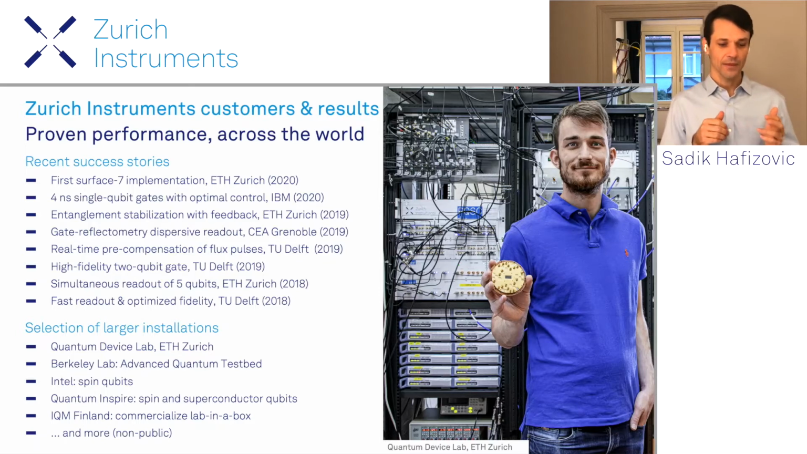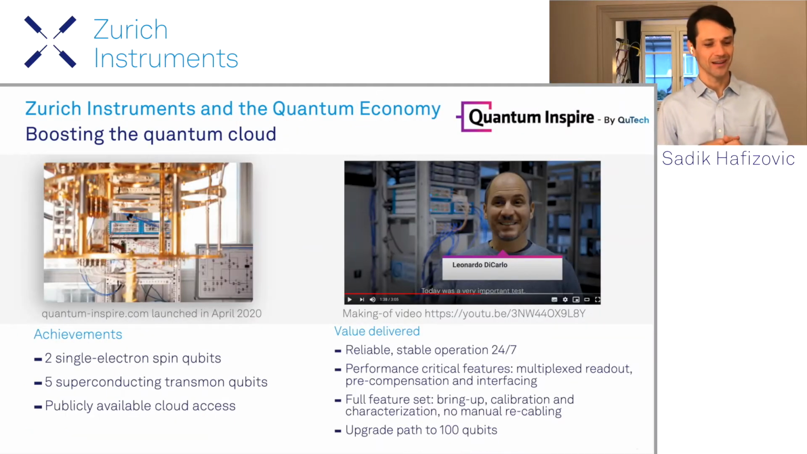And we also have a very nice selection of bigger setups available. One is shown here on the right-hand side from the Quantum Device Lab. It's not their biggest setup, really nice lab there. Then at Berkeley Lab, we have the Advanced Quantum Testbed, where we have a beautiful system. Intel is doing their spin qubit research based on our electronics. And then there's two cases I want to go into a bit more detail because they are particularly nice.